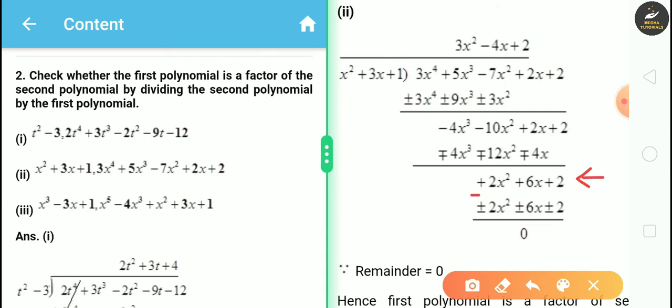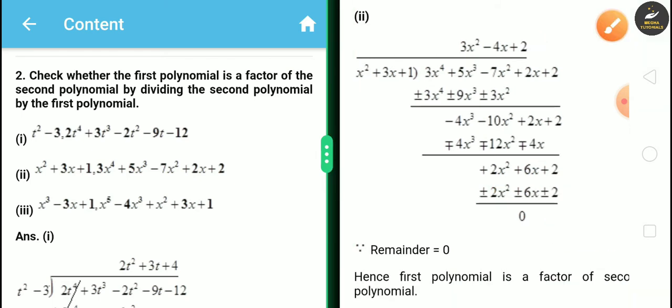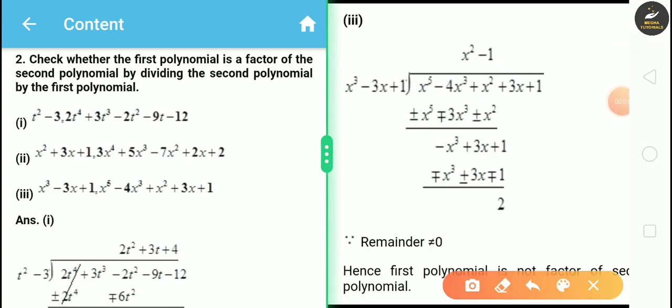Then first term upon first term, so 2x square upon x square we will get 2. Multiply 2 with the whole divisor, so that we will get 2x square plus 6x plus 2. Then we will change the sign from plus to minus and plus to minus. So plus 2x square minus 2x square cut, plus 6x minus 6x cut, and plus 2 minus 2 will be cut. So the final remainder will be 0. Since the remainder is equal to 0, hence the first polynomial, that is the divisor, is a factor of the dividend. So let's start with the next question.